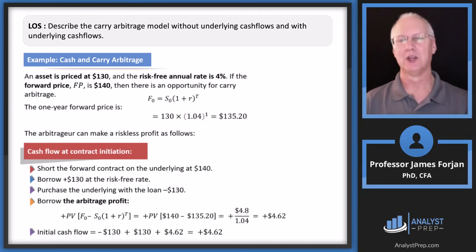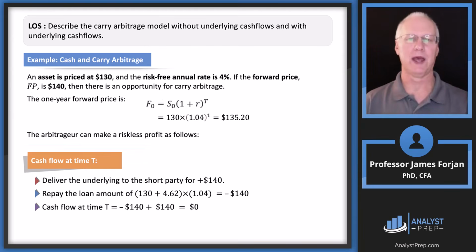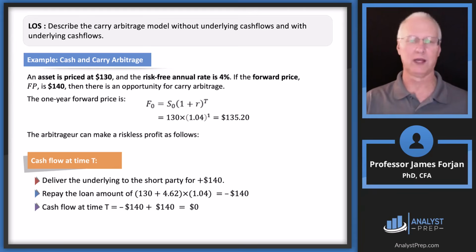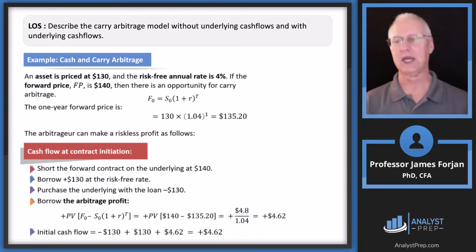So you have that capital today. Then what we need to do is skip ahead to the maturity date of the contracts. And so what do we do? We deliver the underlying for plus 140. We repay the loan, minus 140. So that's a wash. And what do we get to do? Well, we can go back here. We just get to keep that $4.62.